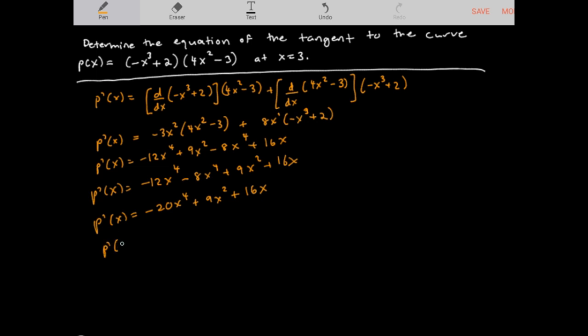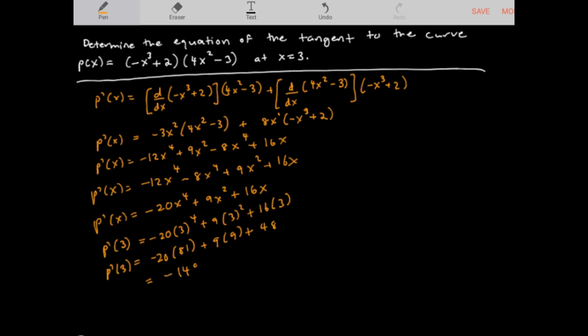To find the slope of the tangent at x equal to 3, I'm going to do P prime of 3, which is negative 20 times 3 to the power 4 plus 9 times 3 squared plus 16 times 3. And in this case, you get negative 20 times 81 plus 9 times 9 plus 48. Okay? And if you input this in a calculator, you're going to get a really steep negative slope, negative 1491. Okay, so that's your really steep negative slope.